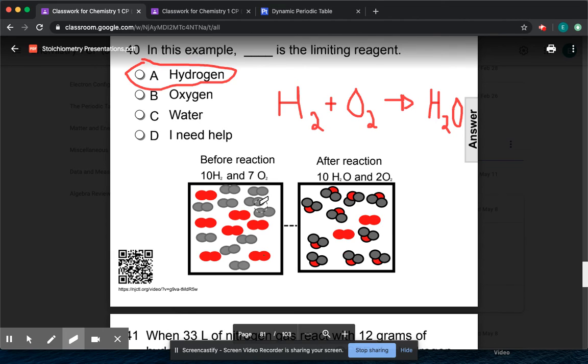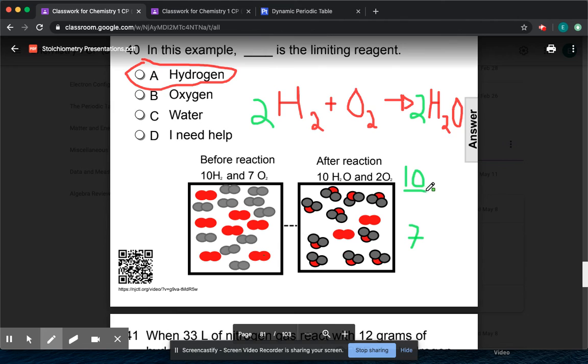We have the chemical equation, but we need to balance it. It's not balanced yet. So we need a 2 here and we need a 2 here. Okay? So that's the balanced chemical equation: 4 hydrogens, 2 oxygens, 2 oxygens. How many do we have of each? We have 10 moles of hydrogen, and we have 7 moles of oxygen.